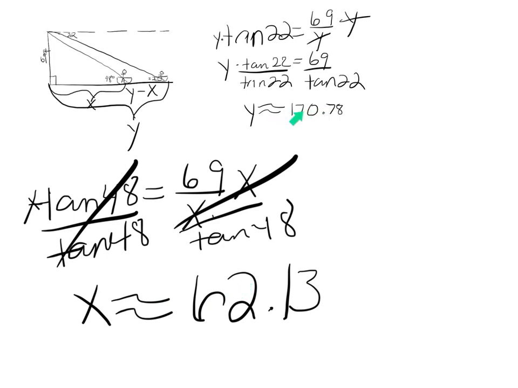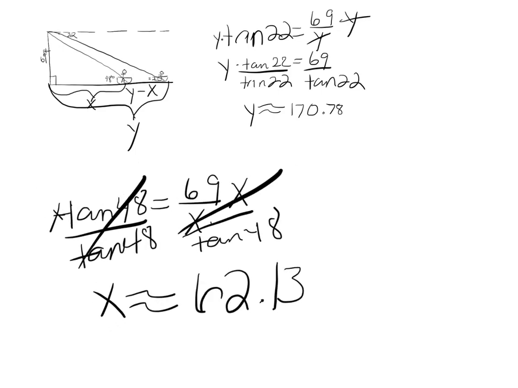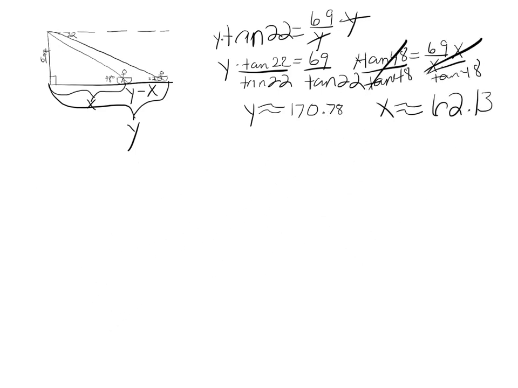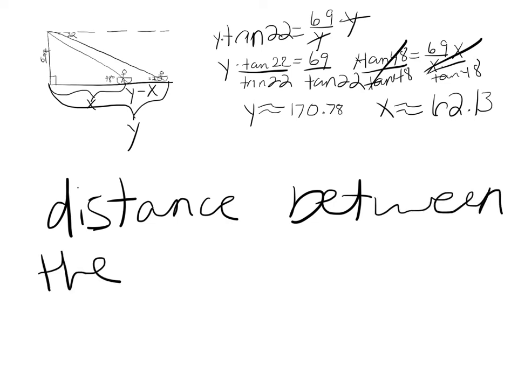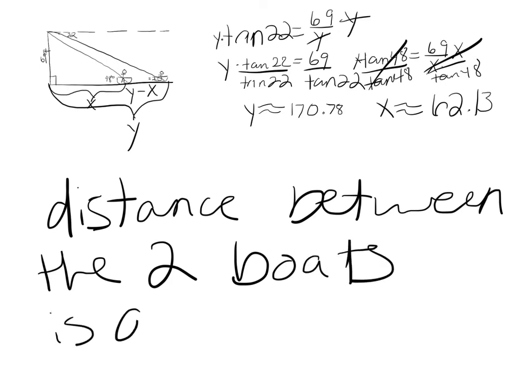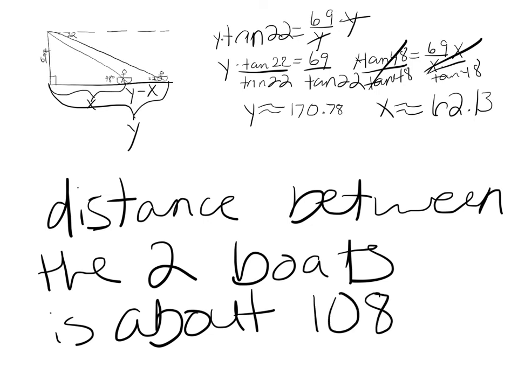To figure out the distance between them, I'm just going to subtract this minus this. So I'm going to subtract this from this. And so I get the distance between the two boats is about 108.65 feet.